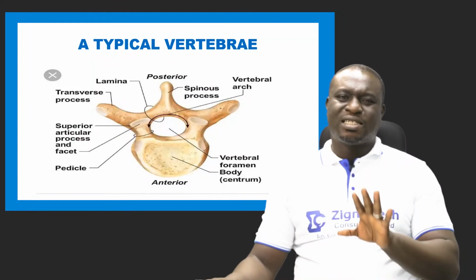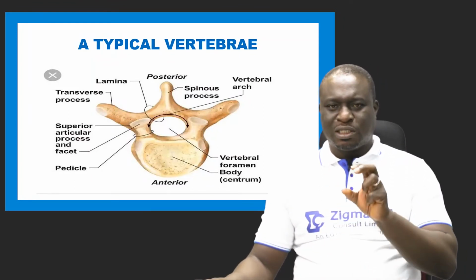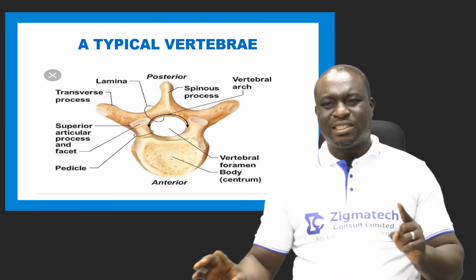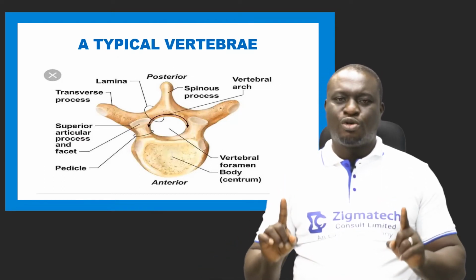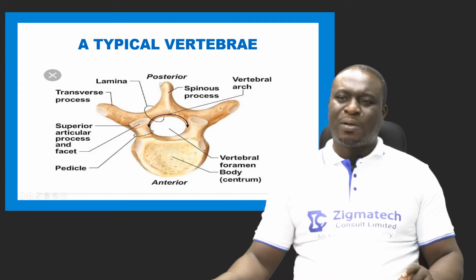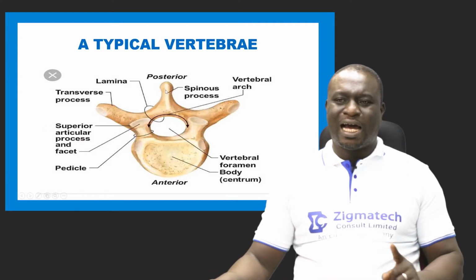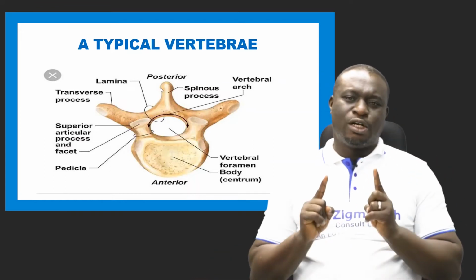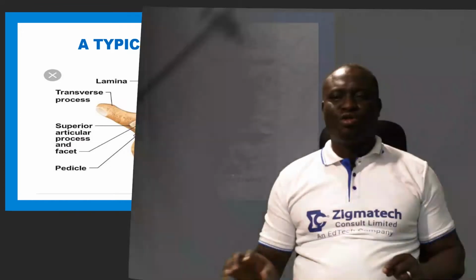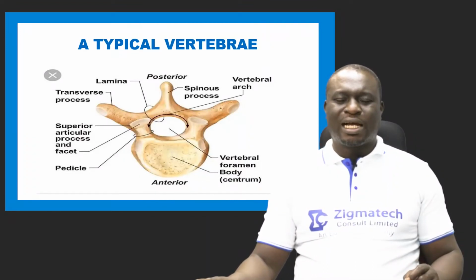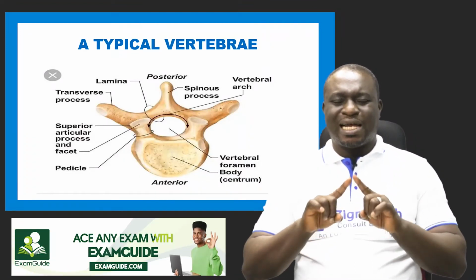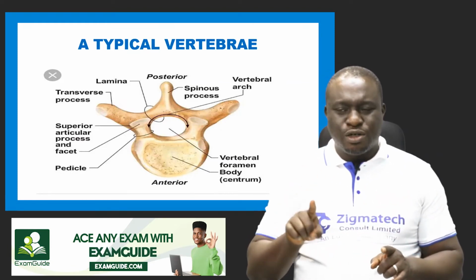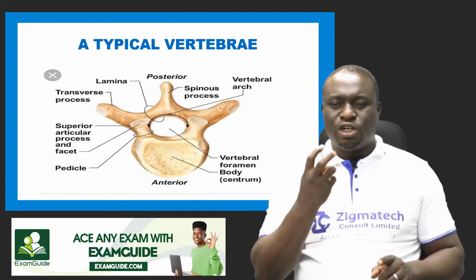Now, there are several features I want you to take note of. Number 1 is the neural spine. The neural spine is the one that is central and is projecting upwards. The next one I want you to take note of is the neural canal. You can see it as an opening or a hollow found at the middle below the neural spine.